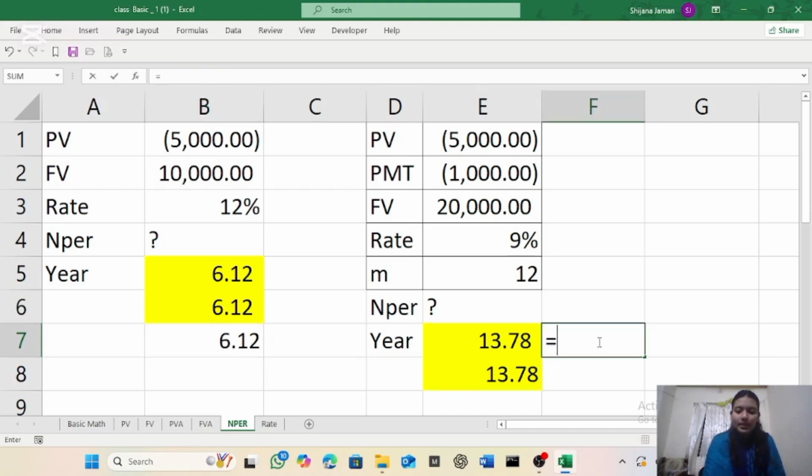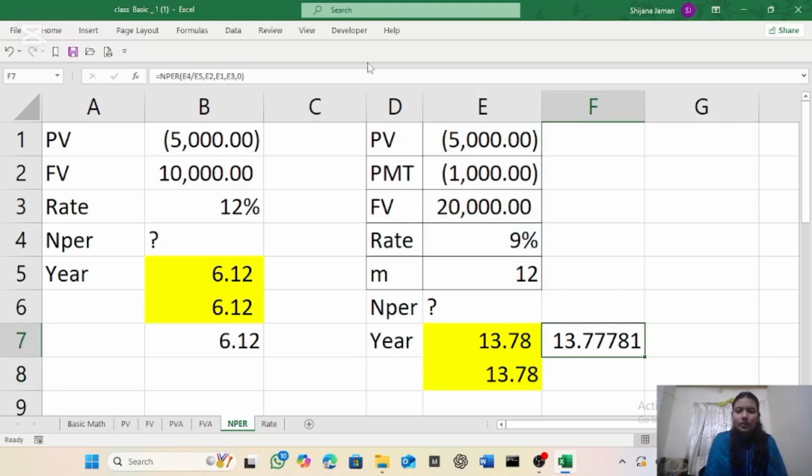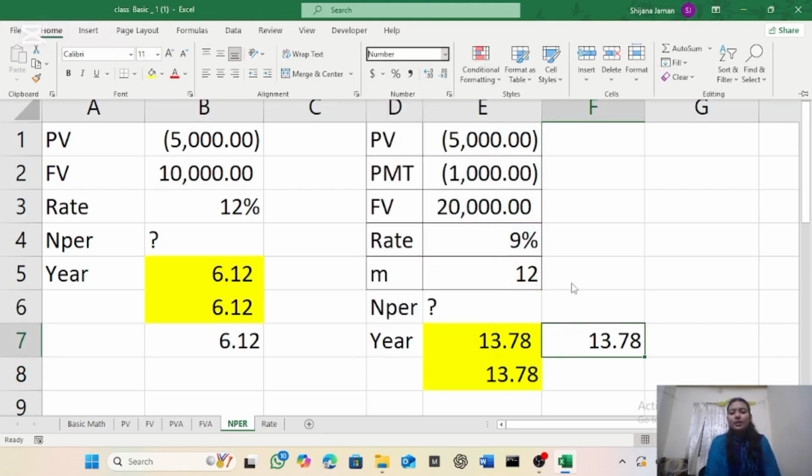So press equal, NPER formula, rate is 9% divided by month, comma, NPER, payment has 1,000, comma, present value 5,000 negative figure, comma, future value needs negative figure, but we already included present value in negative figure, that's why we do not need to add future value in negative figure. So we choose positive figure, comma, type would be 0, bracket close, enter. Yes, we have to convert it into number, yes, 13.78.